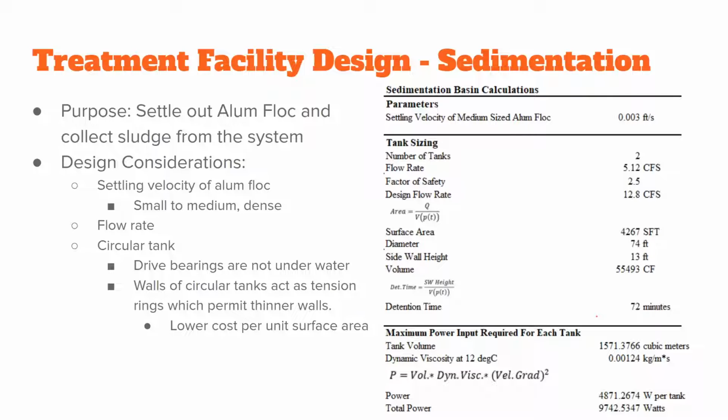We also considered the shape of the tank. We went with a circular tank because these can provide fewer mechanical issues since there are fewer moving parts underwater, as well as you can use less concrete in making the tank, so they can be cheaper than rectangular tanks. And again, this ends up being larger than we need because we used a really large flow rate.